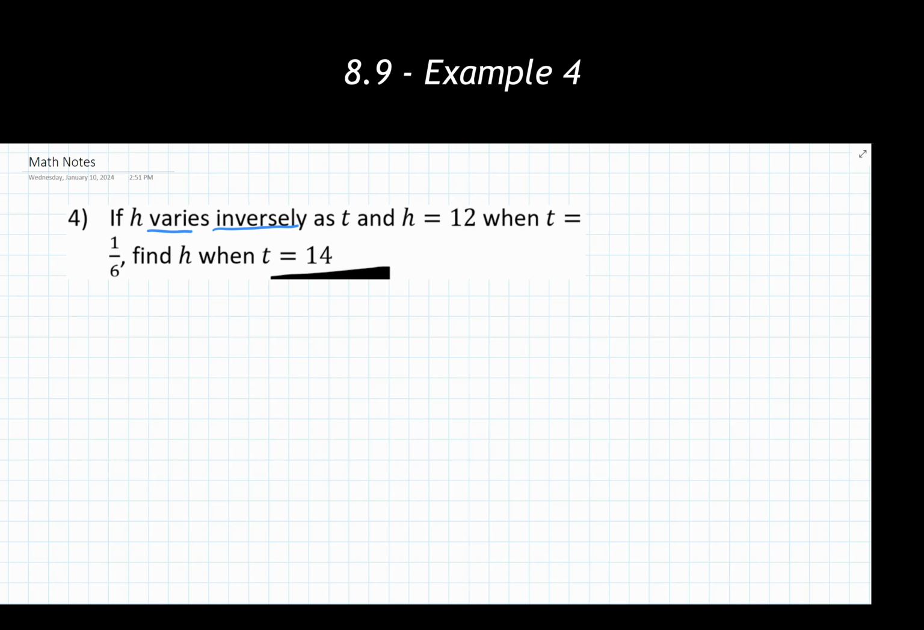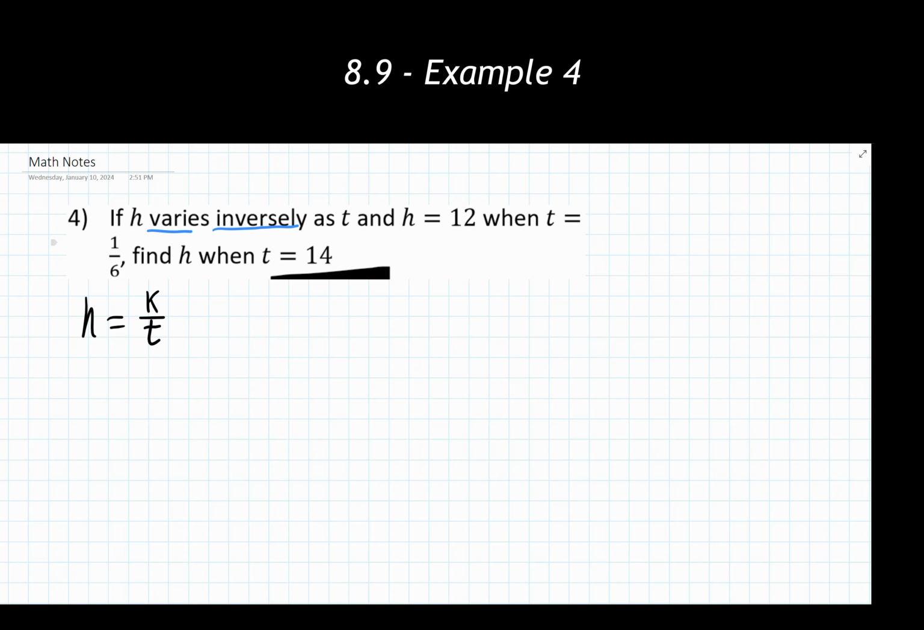We have slightly different variables here, so we're just going to change that up to be h equals k divided by t. Now again, it should be noted here, we always include the constant of variation as a k value. You can technically write it as something else if you would like to, but you do need to note that the constant of variation is somewhere in your original starting equation.